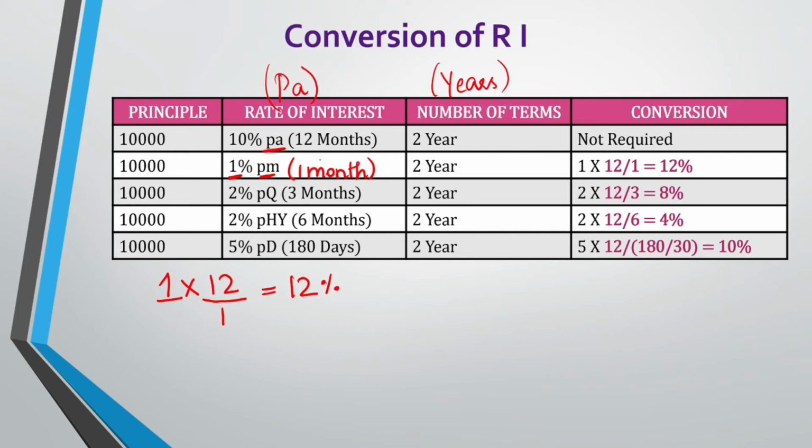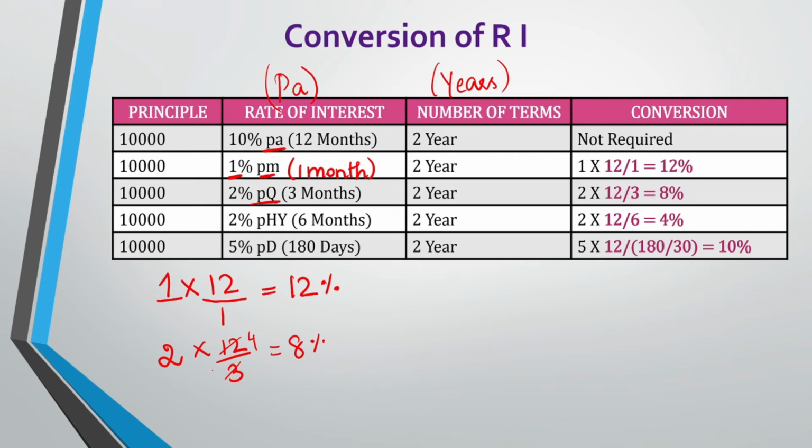When we look into the third row, it is given as 2% per quarterly. Again, we know that it should be in the PA format. So our first step is we have to write the given rate, which is 2 multiplied by the number of months in a year, which is 12, divided by the number of months given in the question, which is 3 months. Per quarterly is 3 months. So when you simplify it, you get 8%.